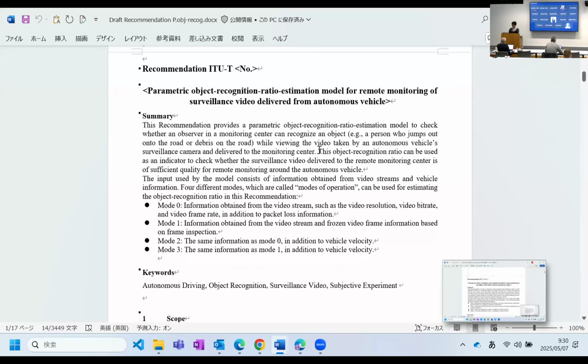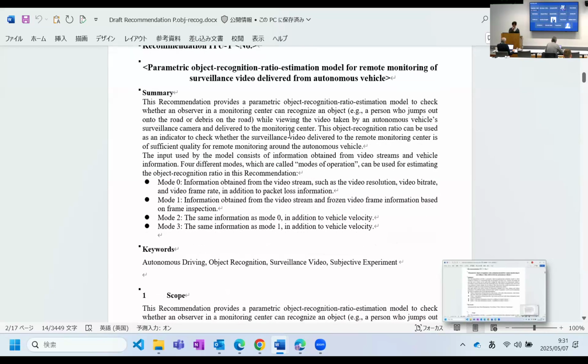First we explain the summary of this document. This document provides a parametric object recognition ratio model to check whether a non-observer in the monitoring center can recognize an object while viewing the video taken by an autonomous vehicle surveillance camera and delivered to the monitoring center. This object recognition ratio can be used as an indicator to check whether the surveillance video delivered to the remote monitoring center is of sufficient quality for remote monitoring around the autonomous vehicle.